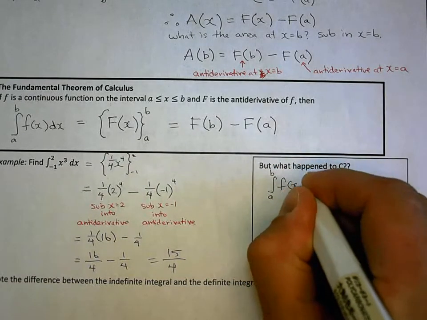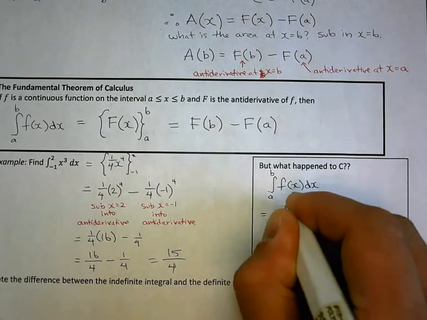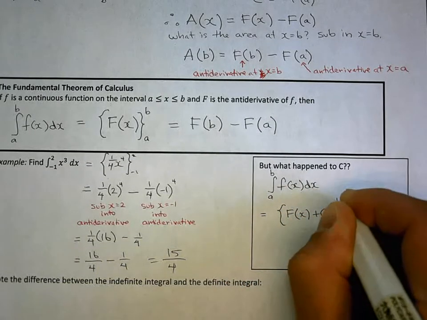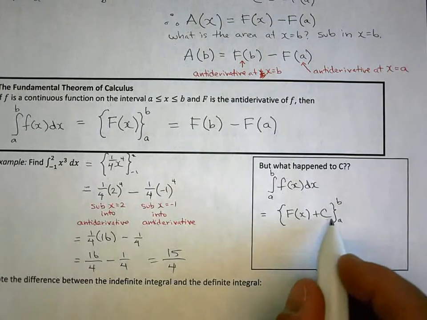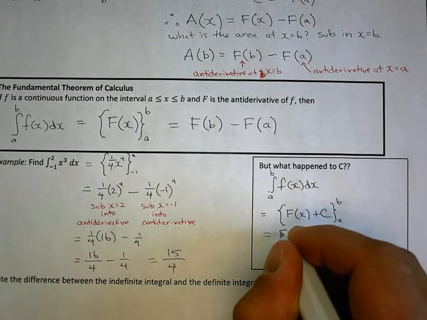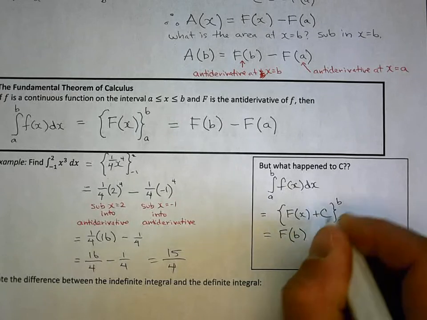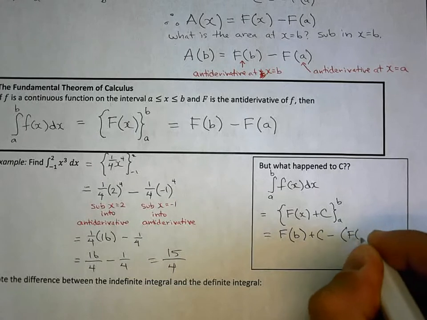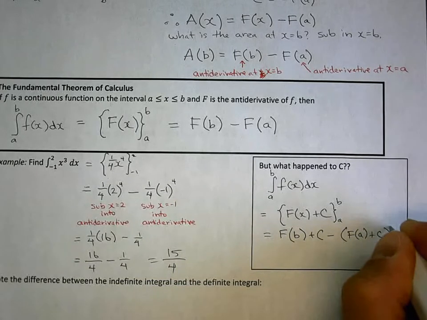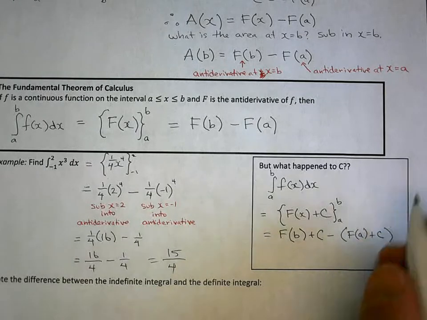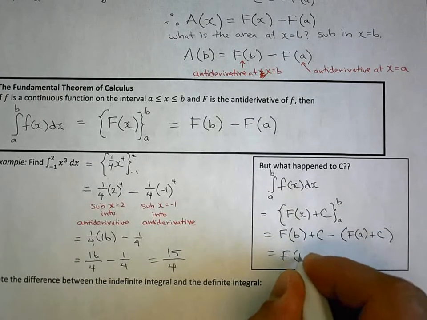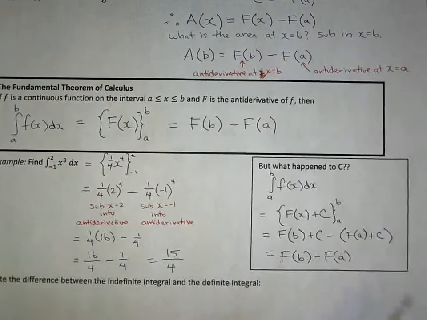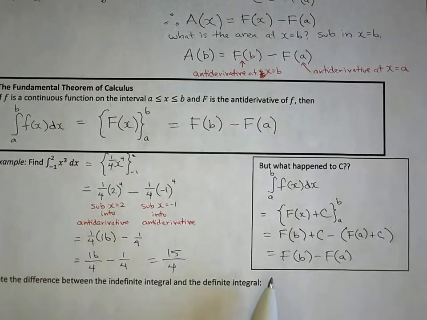If I take the antiderivative of f of x, I end up with, let's say there was a c. So I have F of x plus c. So now when I do this substitution, I sub in b, so I get F at b plus c minus F at a plus c. So you can see that my c's cancel out, and I'm left with F at b minus F at a. So the c happened, but then it was subtracted out. So when you have a definite integral, you don't have to worry about the plus c.